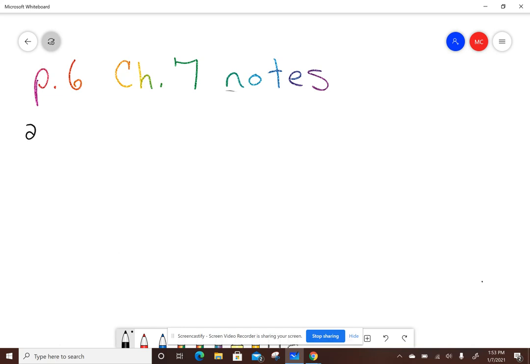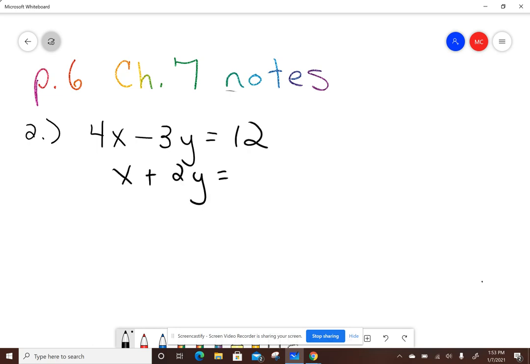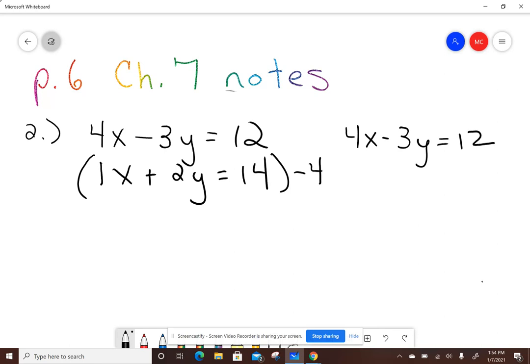So let's look at number 2. So for number 2, I have 4x minus 3y equals 12. I have x plus 2y equals 14. Notice my variables are lined up, which is how it should be. And I'm looking at my coefficients. And I notice that I have a 4 and I have a 1. And I think to myself, well, I really wish that 1 was a negative 4. And that's an easy fix. I can multiply the entire bottom equation by negative 4. So now I have 4x minus 3y equals 12. And the bottom equation becomes negative 4x minus 8y equals negative 56.